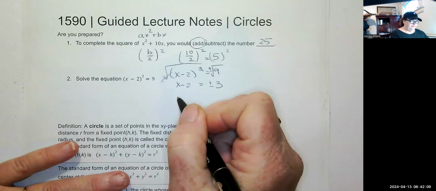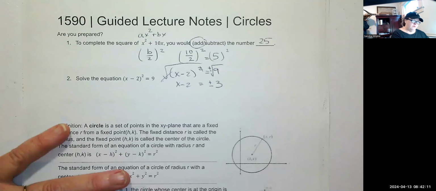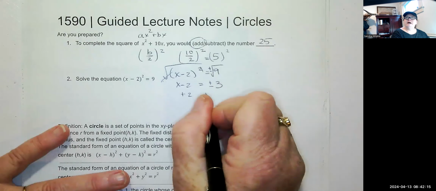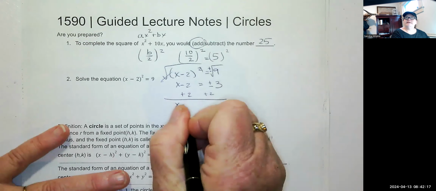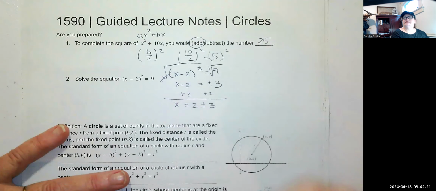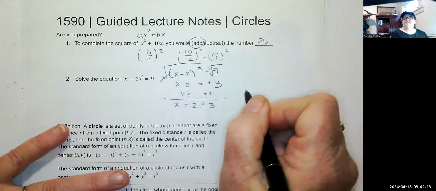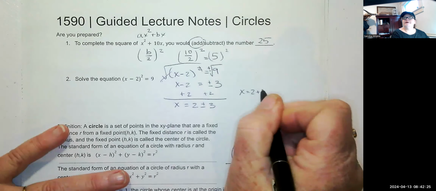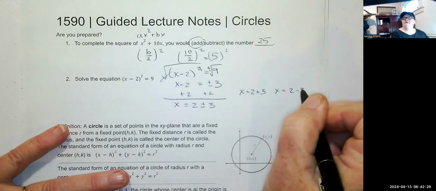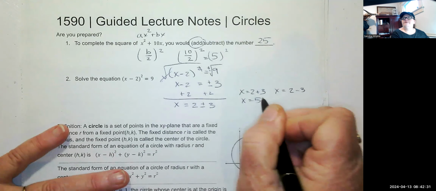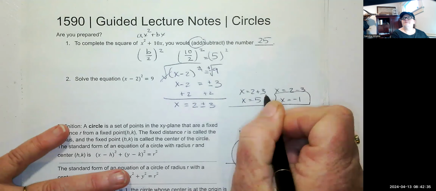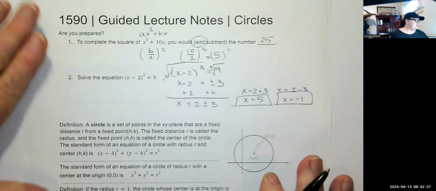Okay. So now we have to go, all right, well, I need to solve for x. So I would add 2 to both sides. So x is equal to 2 plus or minus 3, but we need to calculate what that is. x is equal to 2 plus 3, and x is equal to 2 minus 3. x is equal to 5, and x is equal to negative 1. Those are my zeros or x values for that.